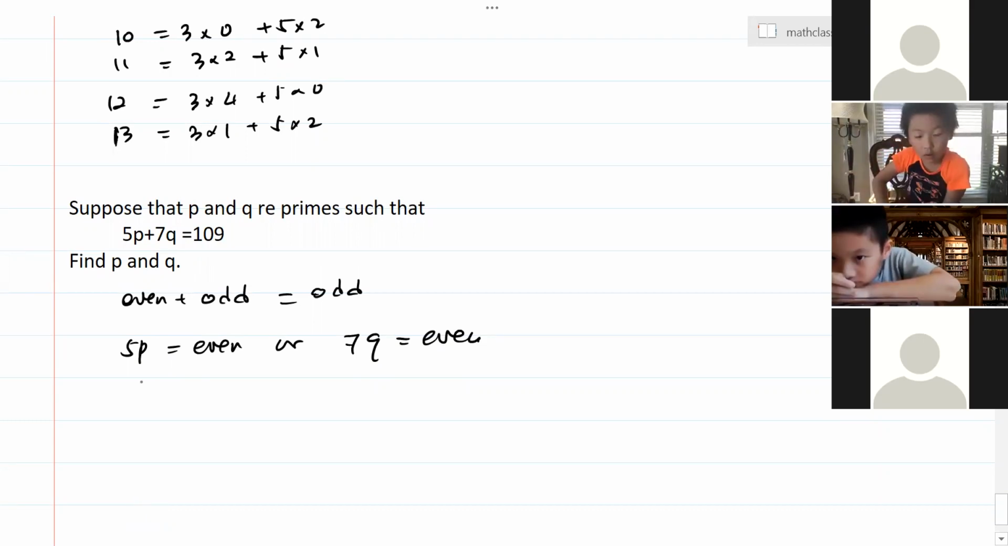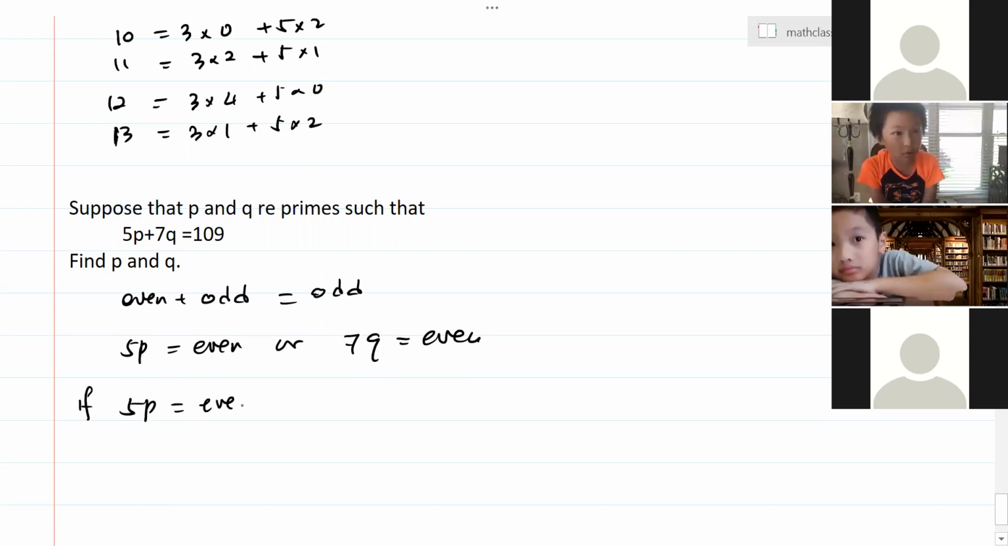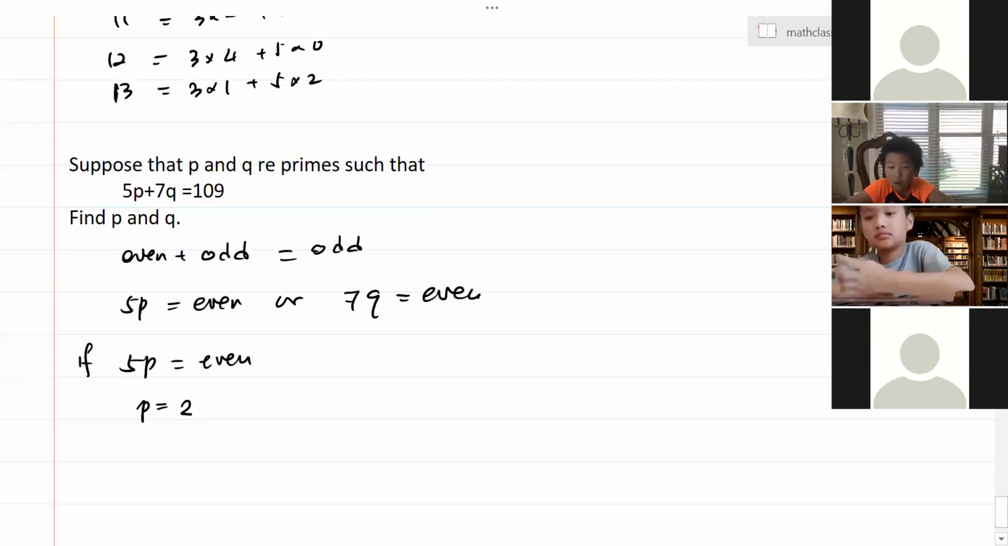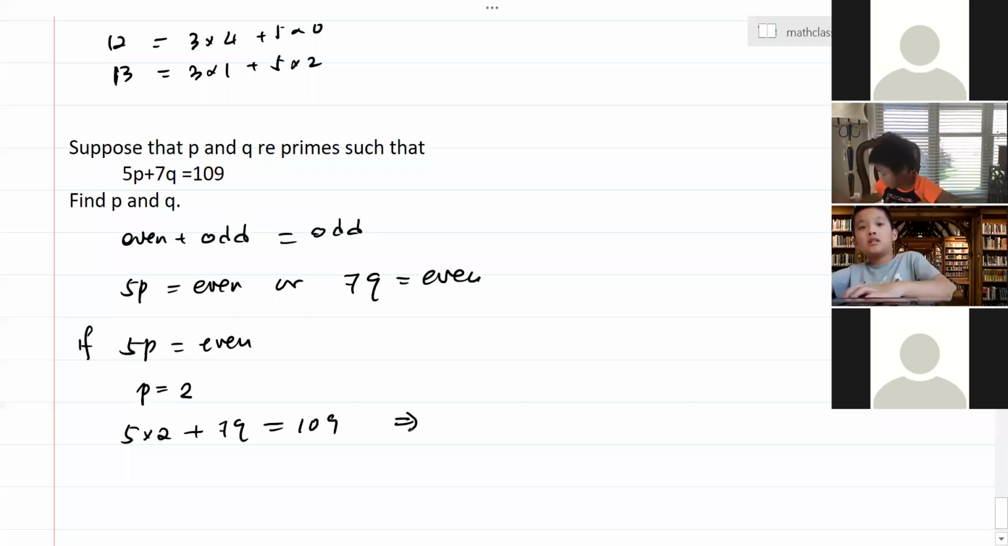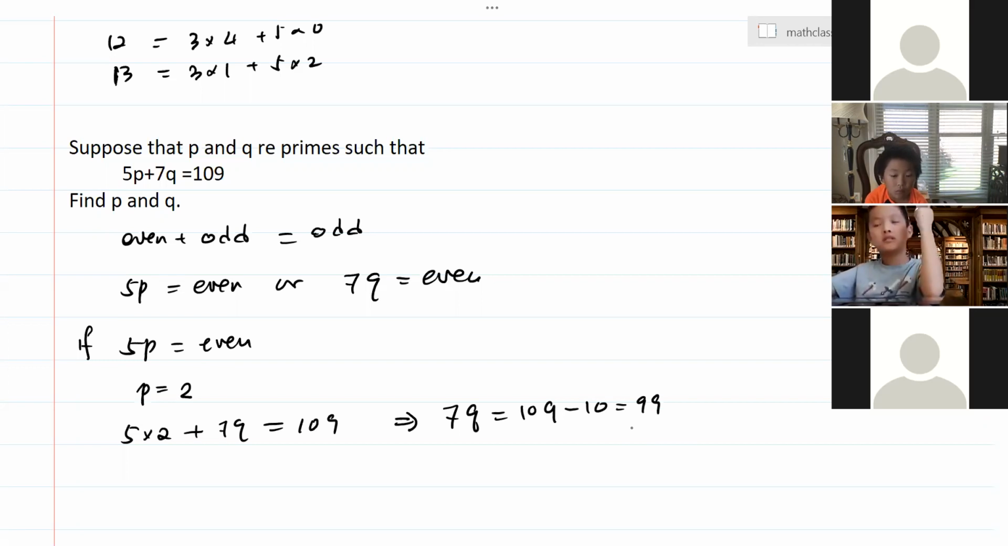Let's say if 5p is even, right? So what is p? p is a prime number, p must be 2. No choice. Remember, 2 is a special number. All right. Then in this case, 5 times 2 plus 7q equals 109. I can solve for q. So what is q? 7q equals 109 minus 10. I get 99, and 99 is not going to be divisible by 7. No solution. Okay.